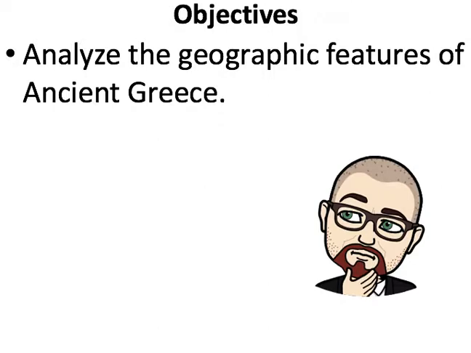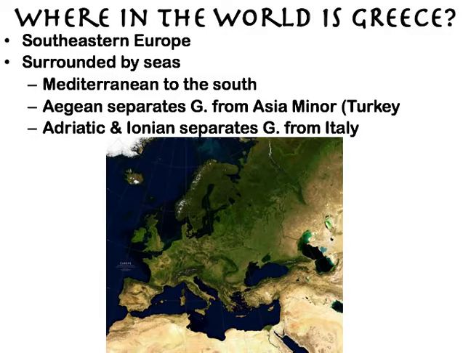So, first thing we're going to do today is look at the geography of ancient Greece and what some of the features are. And we're going to see there's a lot of similarities between Greece and Italy because they're right in the same area of the world. So, where in the world is Greece? It's in southeastern Europe. And I'm going to be kind of jumping back and forth between screens. Hope you don't mind. Southeastern Europe.